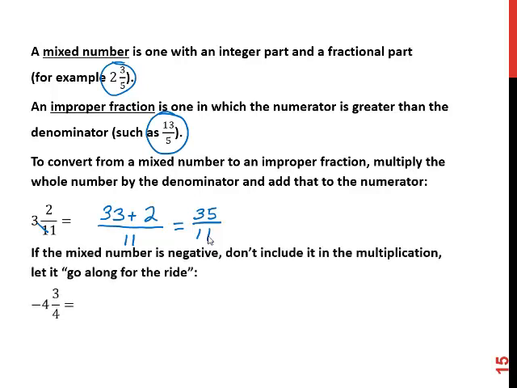Now, one thing to note is if the mixed number is negative, don't include the negative in the multiplication. Just let it go along for the ride. So I'm not going to say negative 4 times 4 is negative 16 and then add that to 3. That would just mess me up. What I will do is just let the negative go along for the ride, and then I'll do 4 times 4 is 16, and then we'll add the 3 that was already in the numerator, let the negative go along for the ride, and that gives negative 19 fourths.